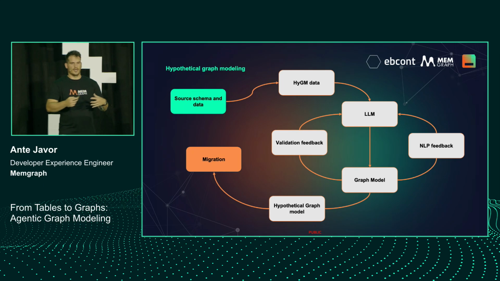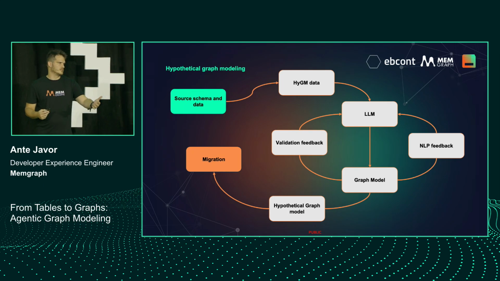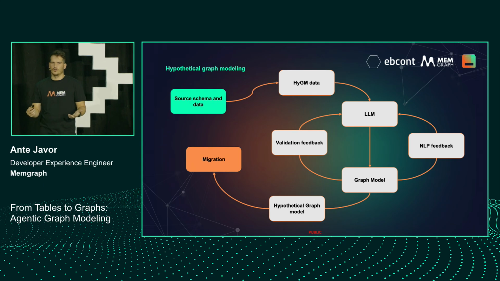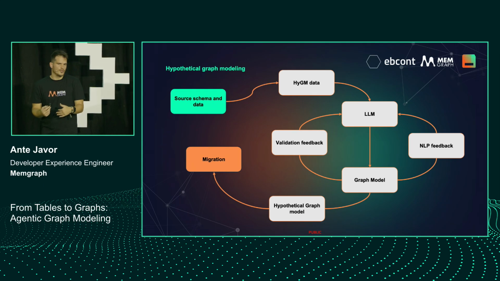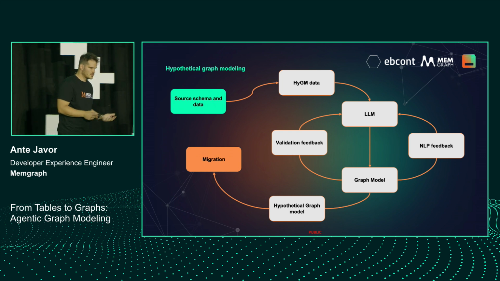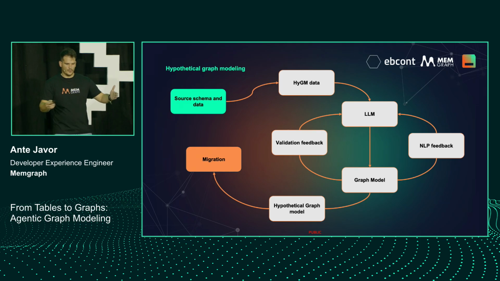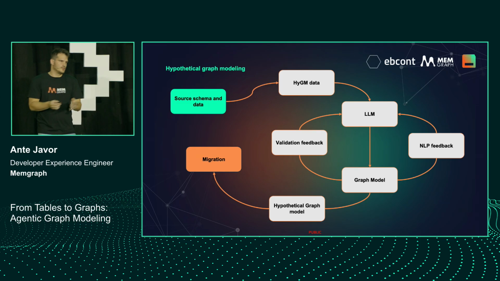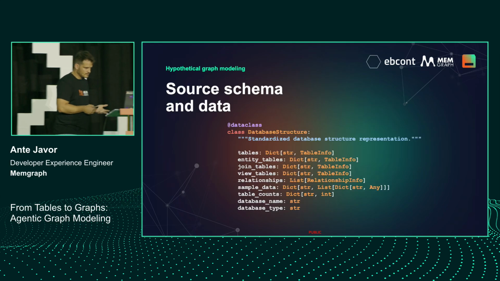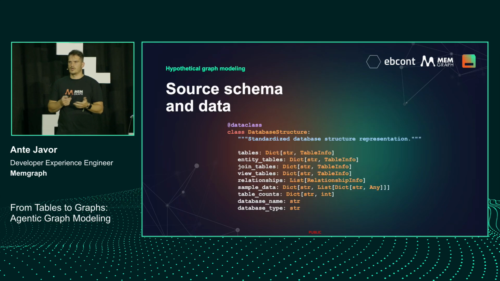Once that feedback loop is done, you take that final graph model, which is a hypothetical model, and you can use it to, for example, migrate data to memgraph. You don't necessarily need to do it, but you can. So the idea is to bridge the gap from how do I move this data and this model to a graph model, and to just do it in a few seconds. Just to give you a brief example of how these structures work.